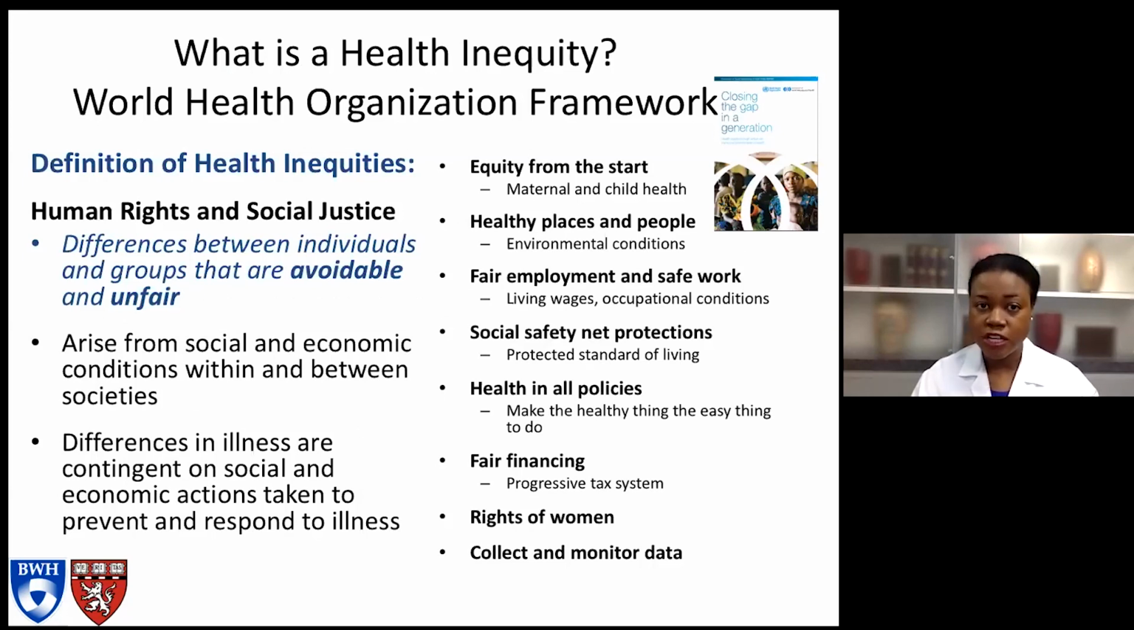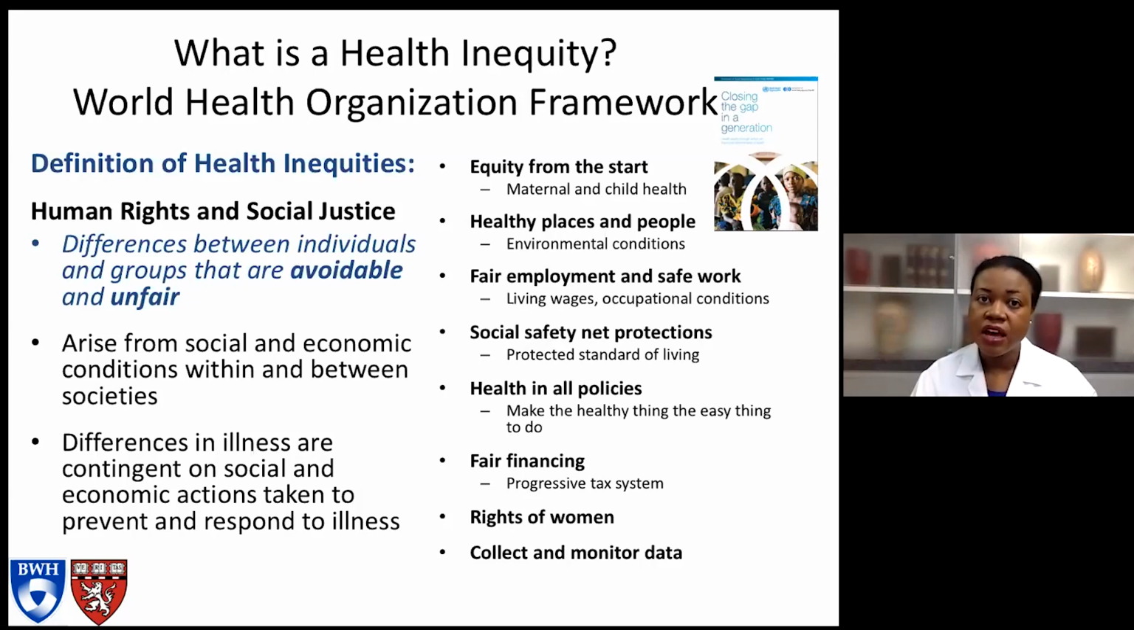The World Health Organization framework defines health inequities in the context of human rights and social justice. And it's defined as differences between individuals and groups that are avoidable and unfair, and that arise from social and economic conditions within and between societies, and that differences in illness in this context are contingent on social and economic actions taken to prevent and respond to illness.